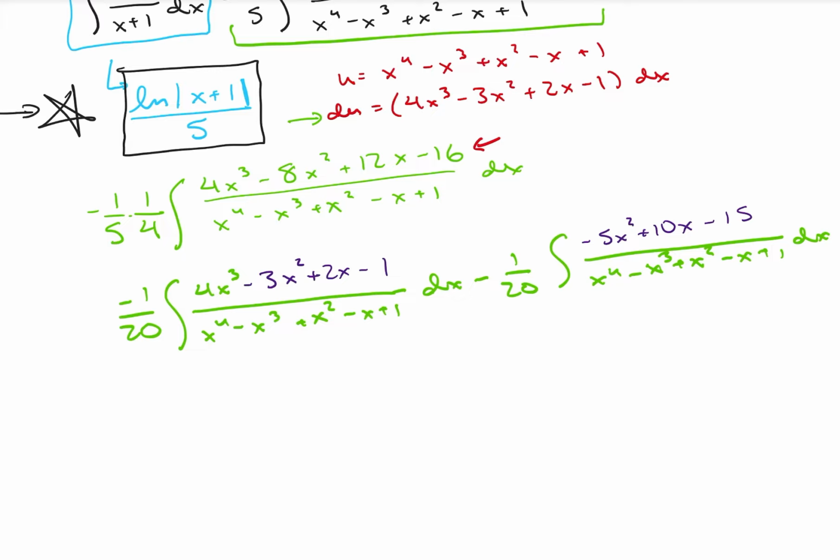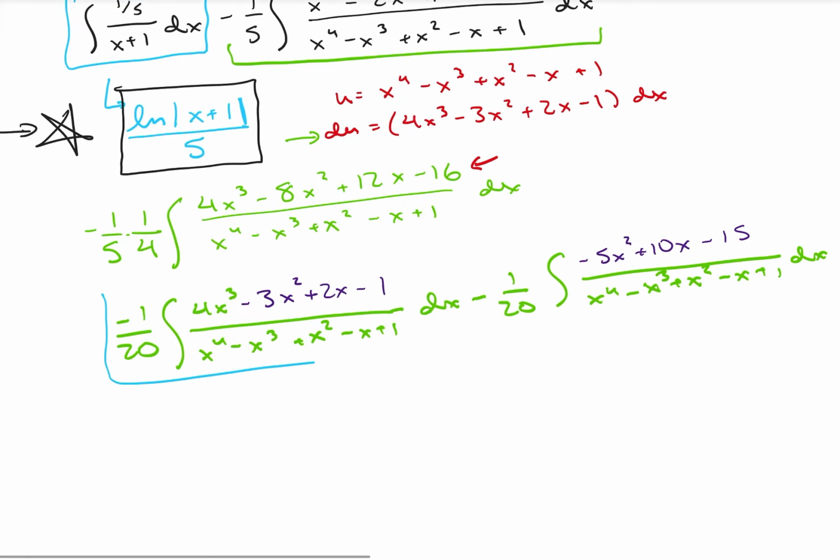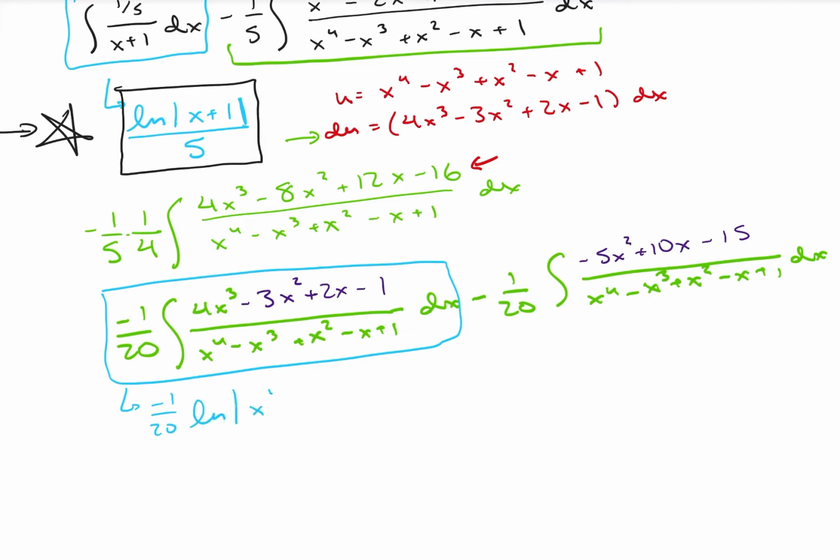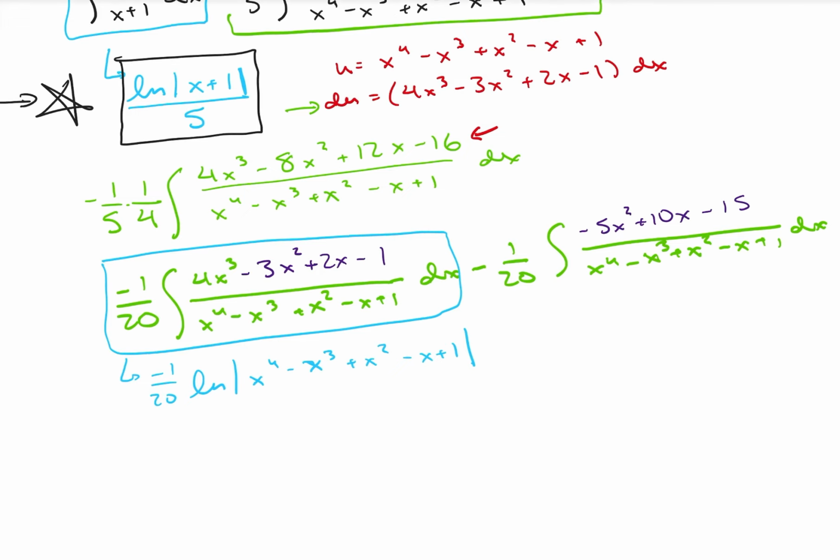Okay, so now I have, once again, 2 different integrals, and one of these integrals I can solve. So if I look at this guy right here, I can solve this integral, because now I have u and du on the top. So this is just going to be negative 1 over 20 times the natural log of x to the 4th minus x cubed plus x squared minus x plus 1. So now I'm left with just one more integral. So now I have this guy on the right, and I have to figure out what exactly I'm going to be doing with that guy.